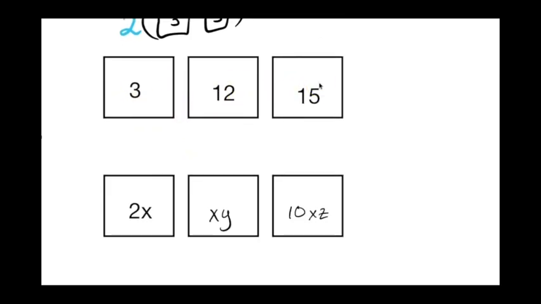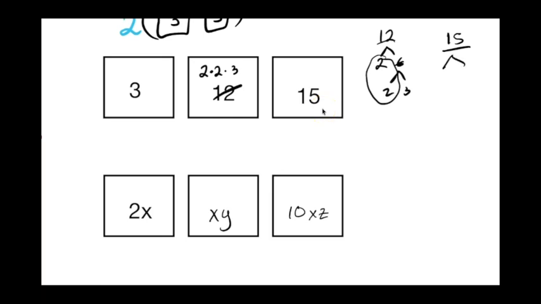We have to break these down. 12, I'm going to do 2 and 6. I'm going to do a little prime factorization tree. 6 can be broken down as 2 and 3. We're looking for things that multiply to get 12. So 12 is 2 and 6, and then 2 and 3. So we have 2 2s and a 3. 15, let's say 3 and 5. I didn't touch 3 because 3 is prime. You can't pull anything out of 3.